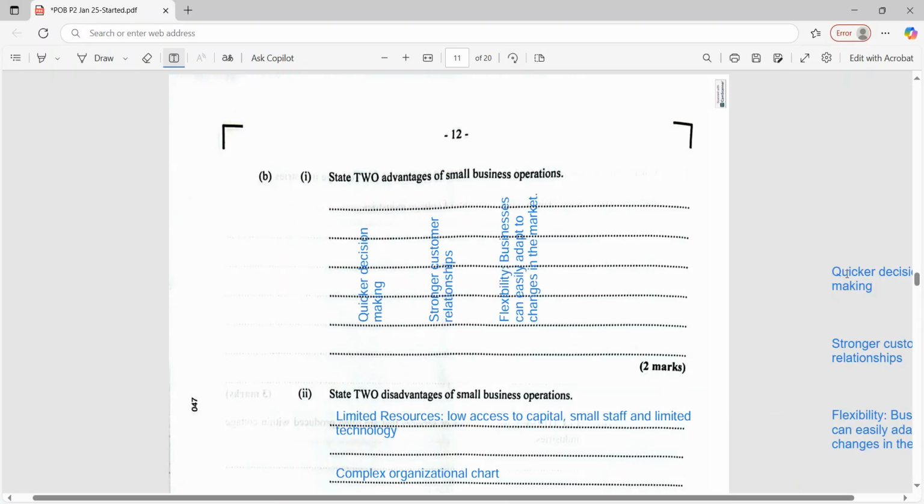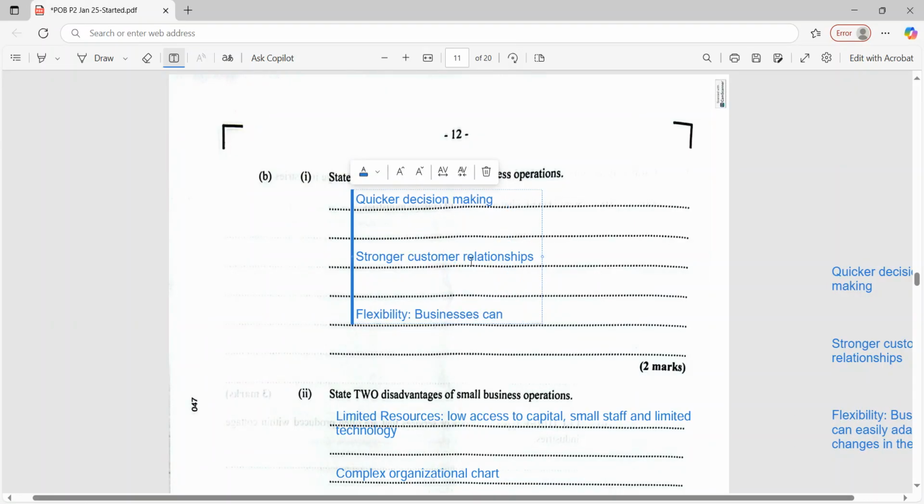Alright, so now it says state 2 advantages of small business operations. So I have quicker decision making, stronger customer relationships. So when the business is small, we don't have to pass through a lot of persons to make any decision.